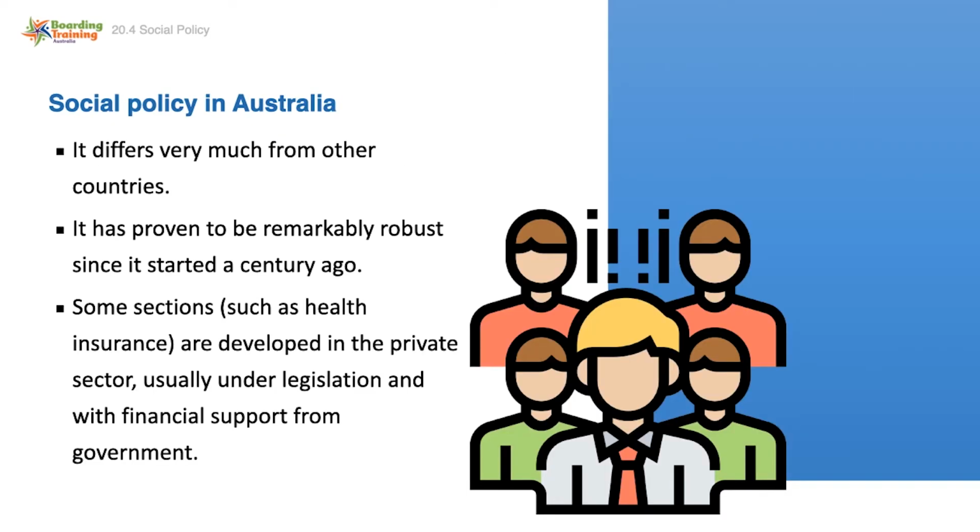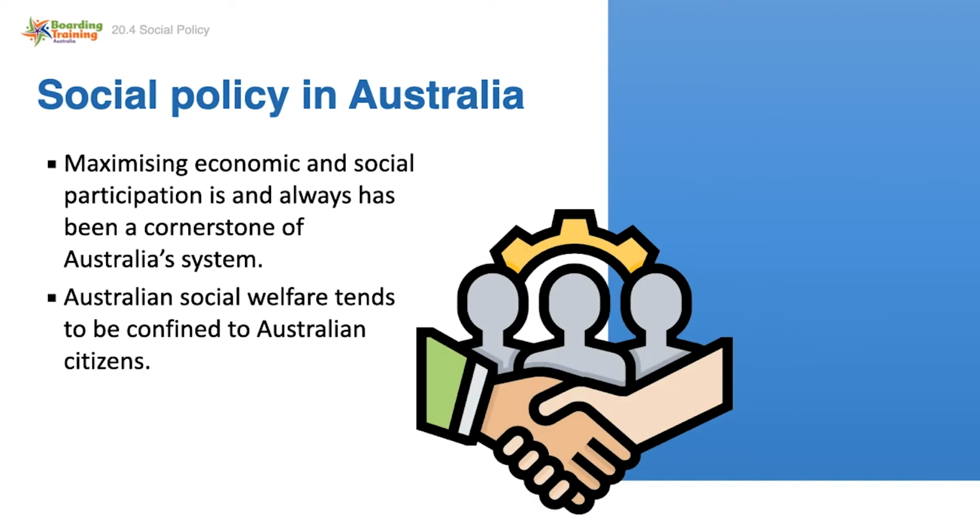Social policy in Australia differs very much from other countries. It's proven to be remarkably strong or robust since it started a century ago. Some sections, such as health insurance, are developed in the private sector, usually under legislation with financial support from the government. Social policy in Australia maximises economic and social participation, and this has always been a cornerstone of the Australian system. Australian social welfare tends to be confined to Australian citizens, and that's very much the same around the world.